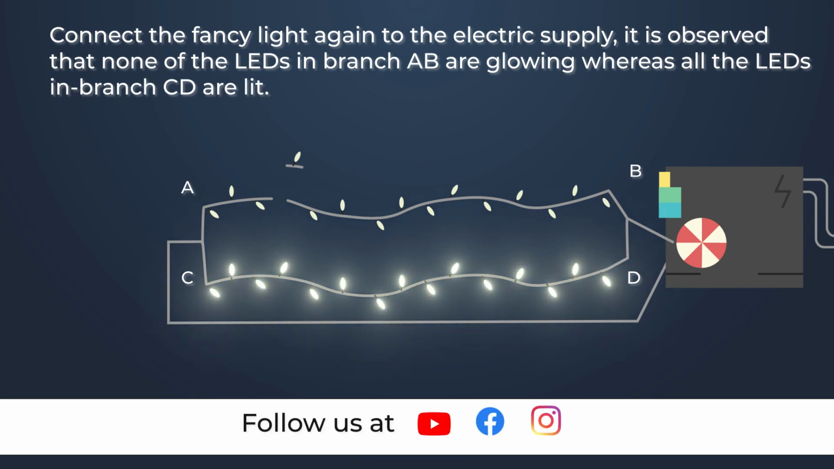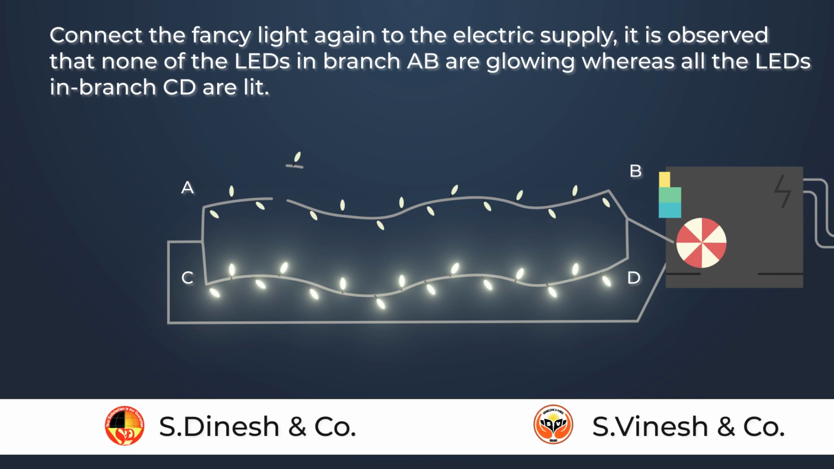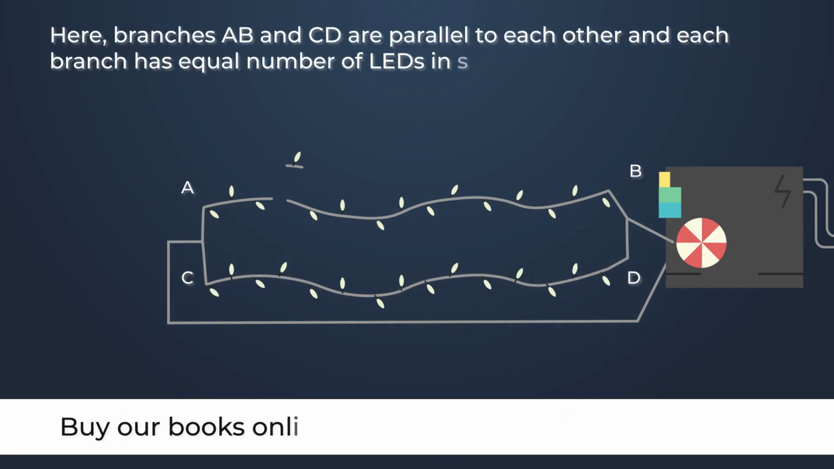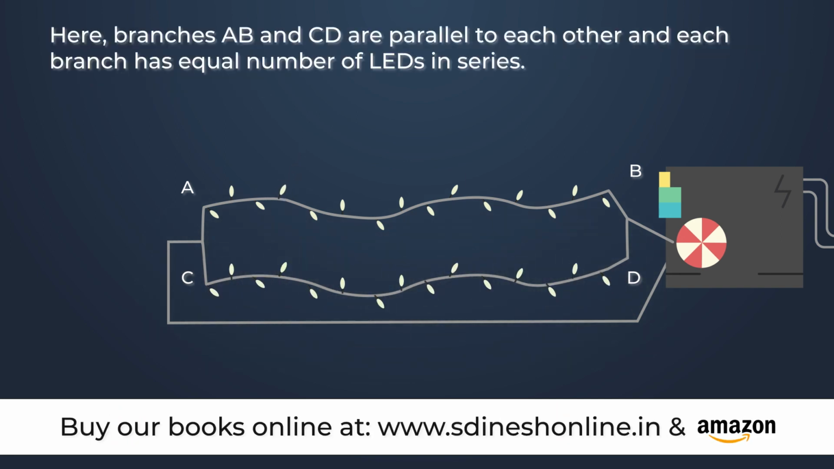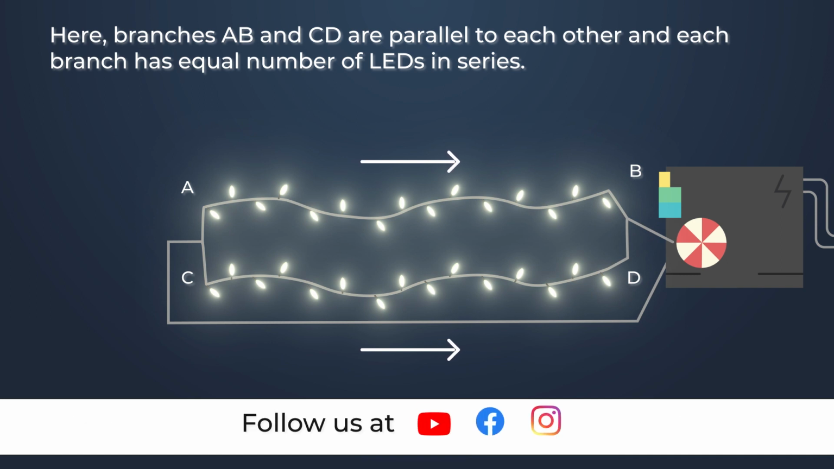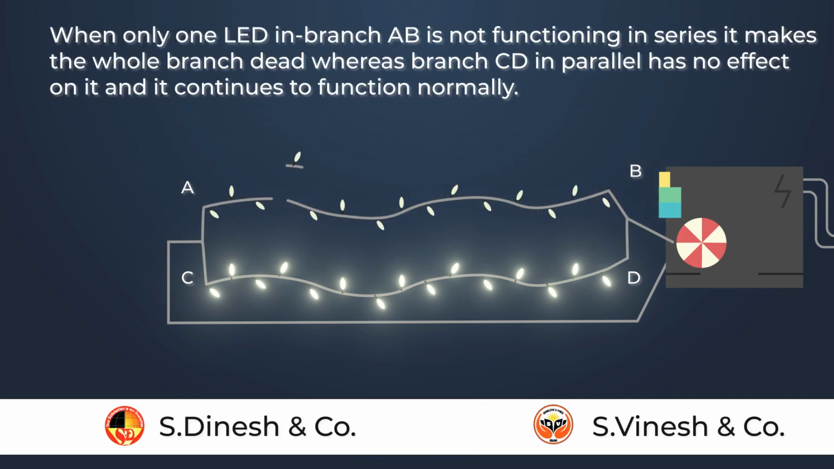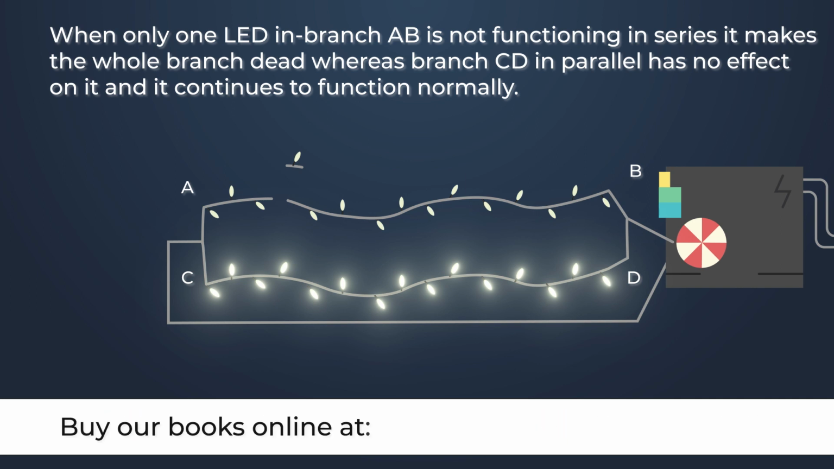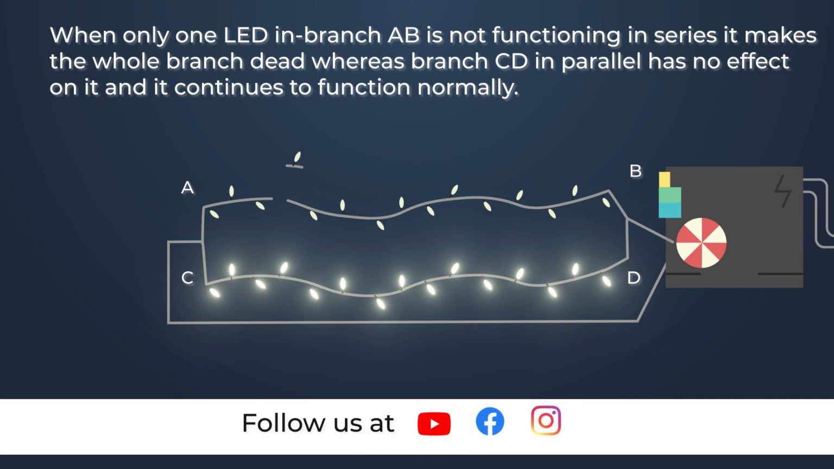It is observed that none of the LEDs in branch AB are glowing, whereas all the LEDs in branch CD are lit. Here, branches AB and CD are parallel to each other, and each branch has equal number of LEDs in series. When only one LED in branch AB is not functioning in series, it makes the whole branch dead, whereas branch CD in parallel has no effect on it, and it continues to function normally.